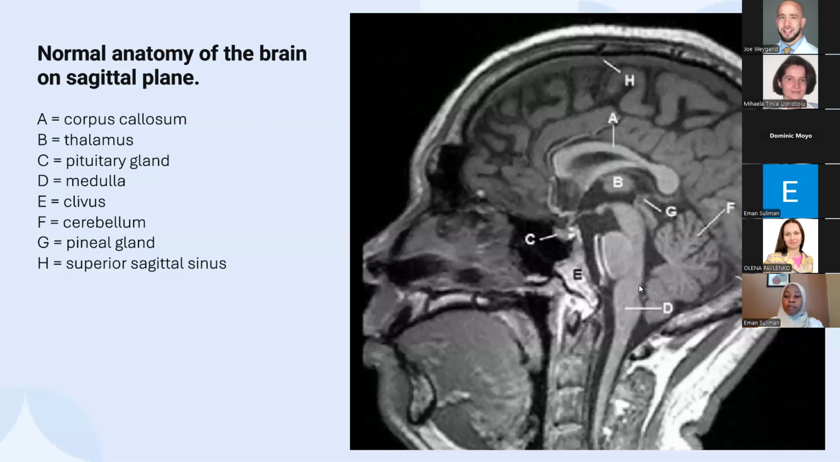Here is the brainstem. We can see the three parts forming the brainstem: the midbrain, the pons, and the medulla oblongata. And it continues as the spinal cord. And of course, this is the cerebellum.